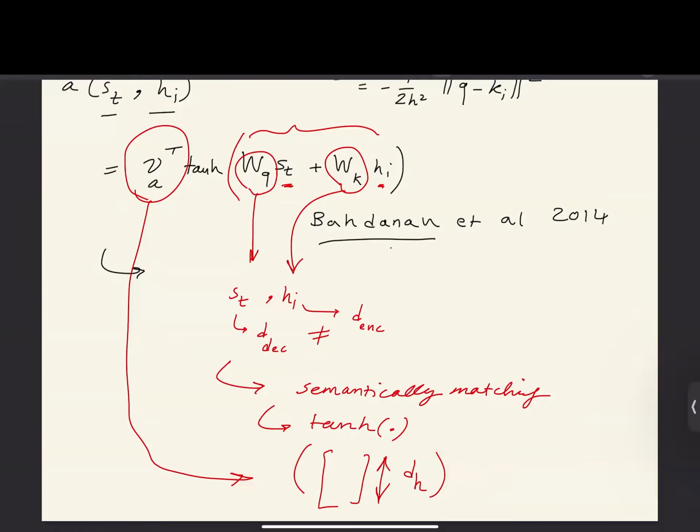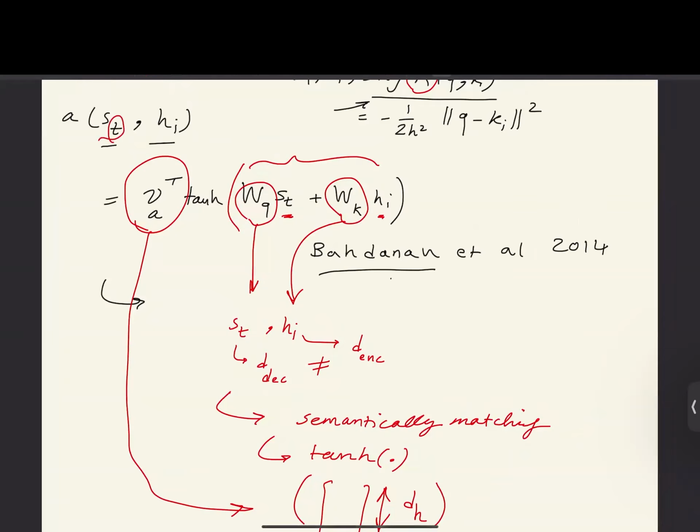Okay, so note that this is defined for t and i, but we are going to share the parameters of this MLP for all pairs of t and i. Remember that this is very similar to CNN logic, where we are learning a kernel, but we are using the same kernel across all pairs.